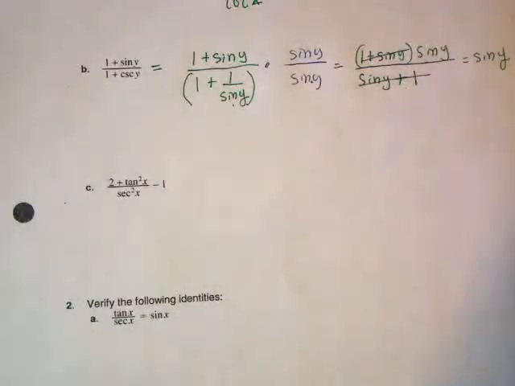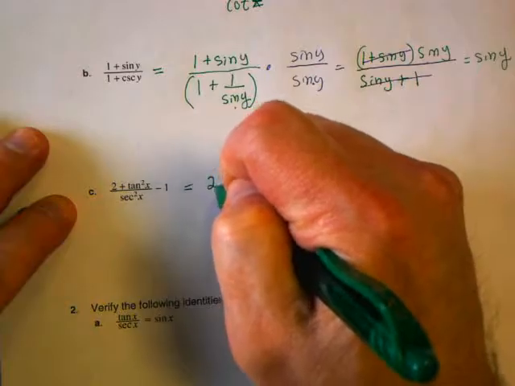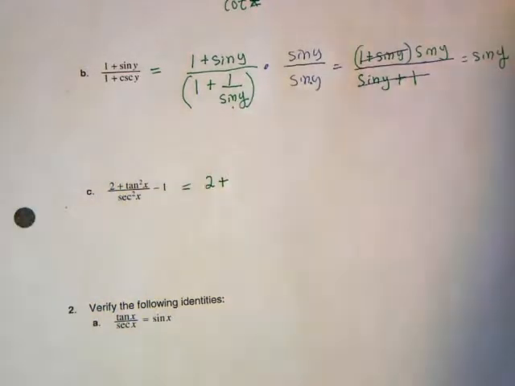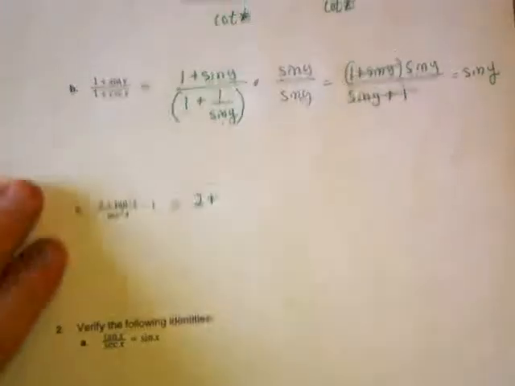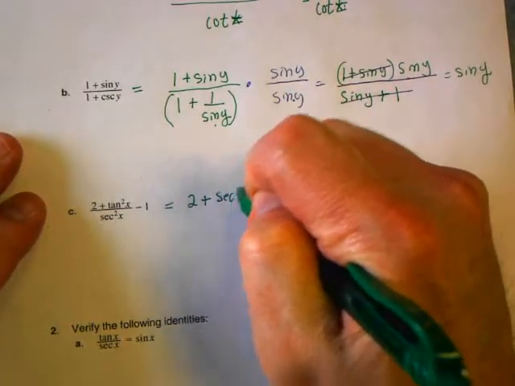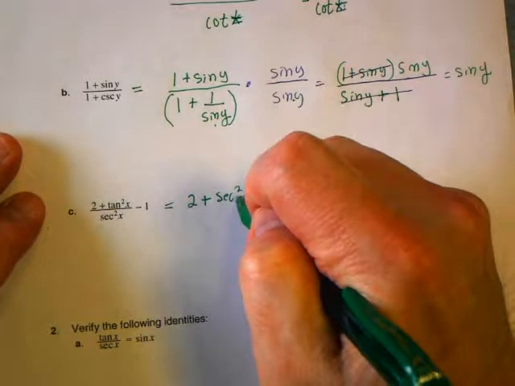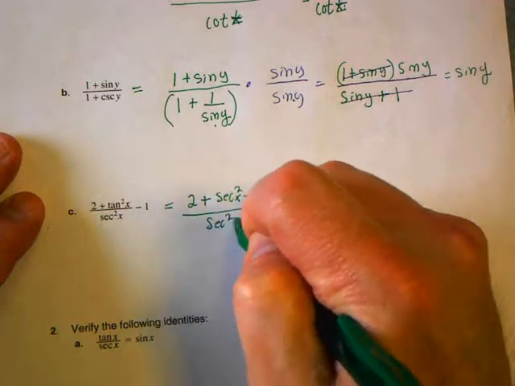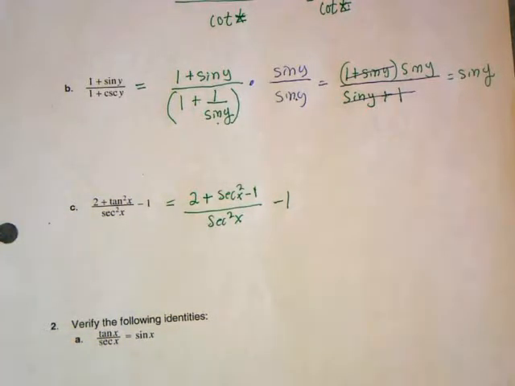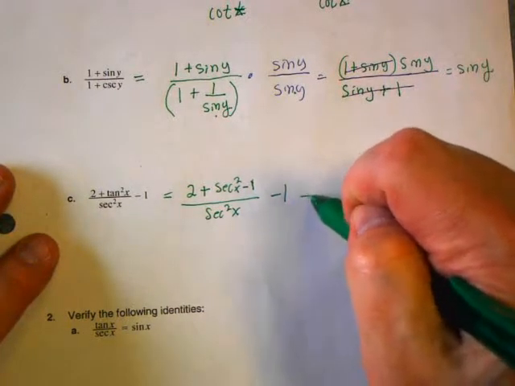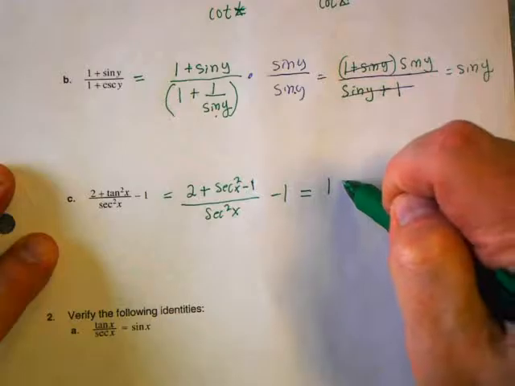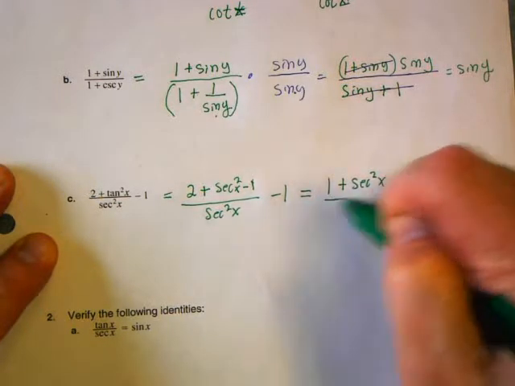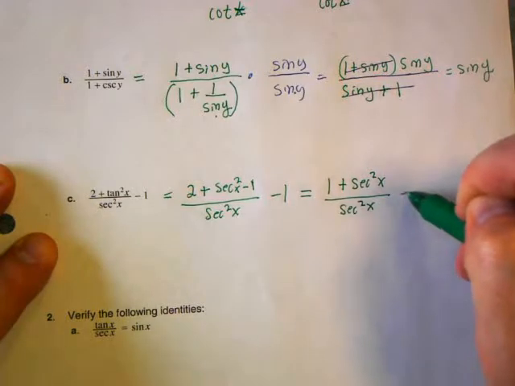All right, so I'm going to take this and rewrite it. This is 2 plus, instead of tangent squared, it's secant squared minus 1, over secant squared x, and then we still have that minus 1. All right, does that help at all? I can combine my like terms up there. Okay. So that's 1 plus secant squared x over secant squared x minus 1.